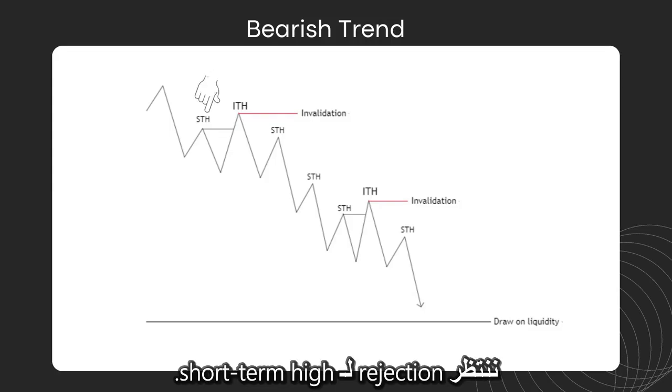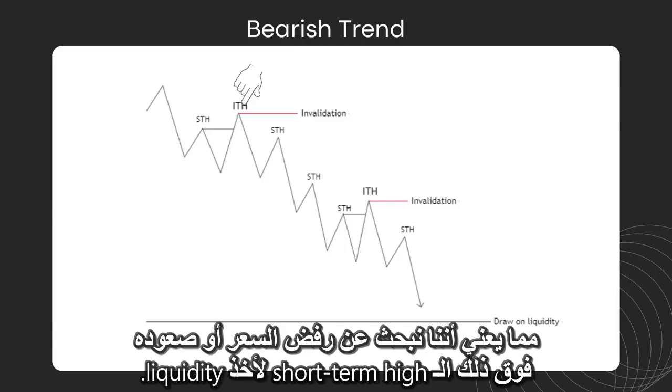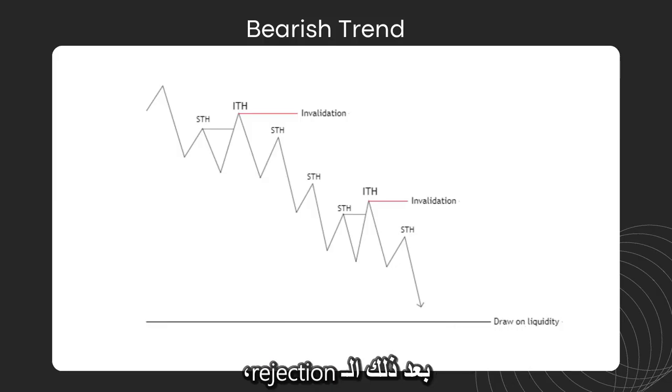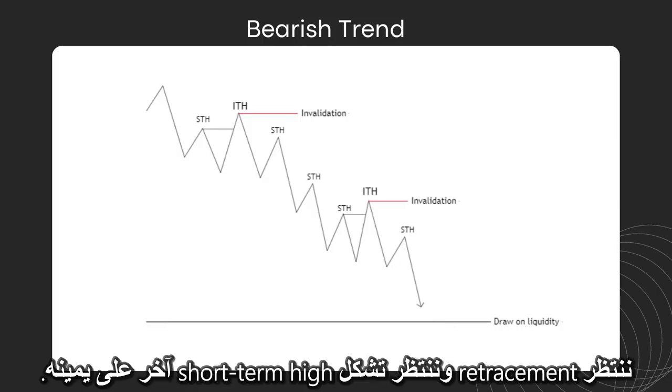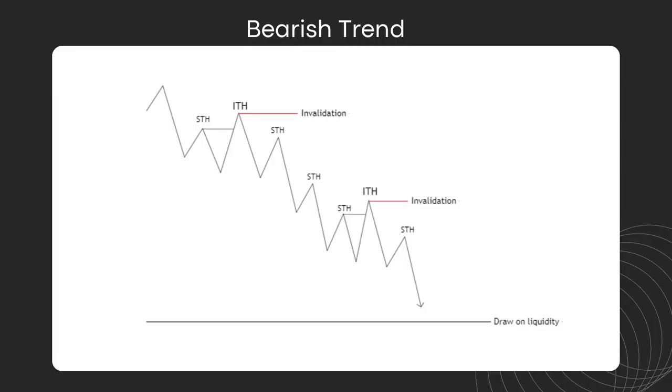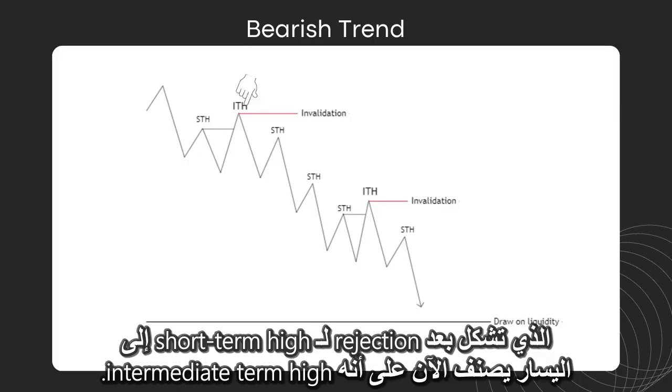We wait for a short-term high to be rejected, meaning we look for price to reject or go above that short-term high to take out liquidity. And then once price does that and it expands lower again and forms that new short-term high after that rejection, we wait for a retracement and wait for another short-term high to be formed to its right. And once that short-term high is formed, that other short-term high that was formed after the rejection of the short-term high to the left is now classified as an intermediate-term high.